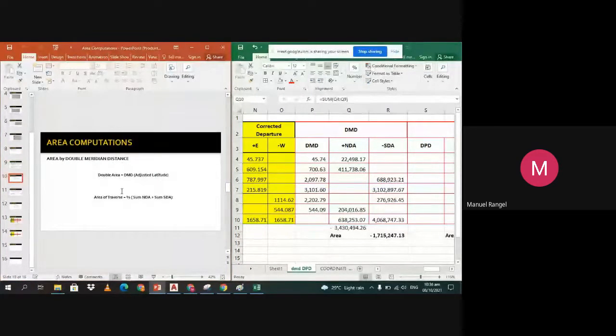So the double area, the area of the traverse, is the difference of the sum of NDA and the sum of the SDA. So we take the difference to get the double area. So this is the value for the double area. Then for the true area, just divide by 2: 1/2 of the sum of NDA plus sum of SDA. So that is 1,715,247.13. Okay.